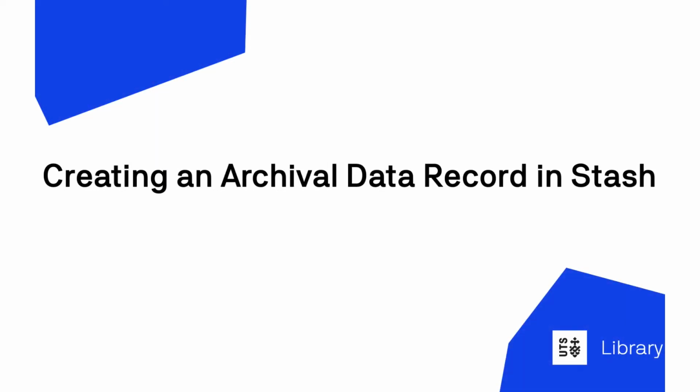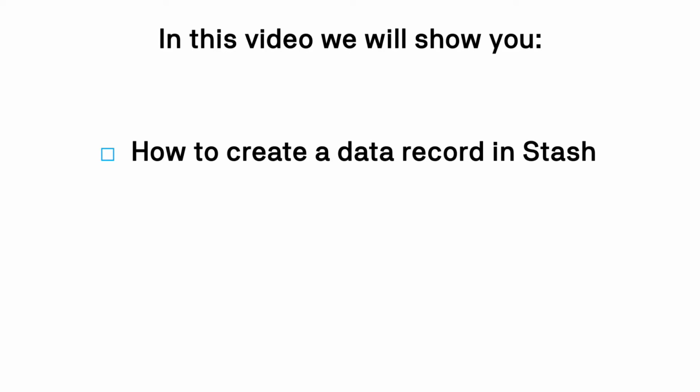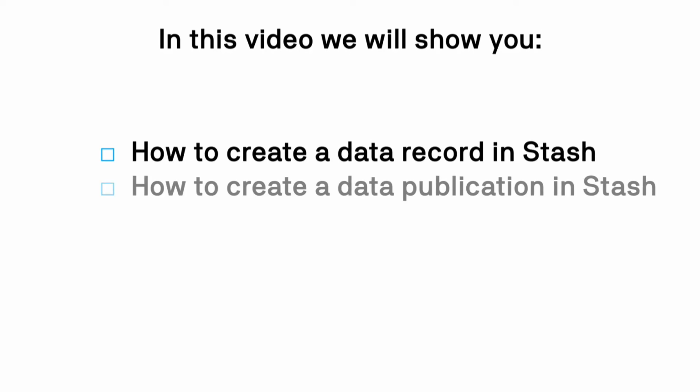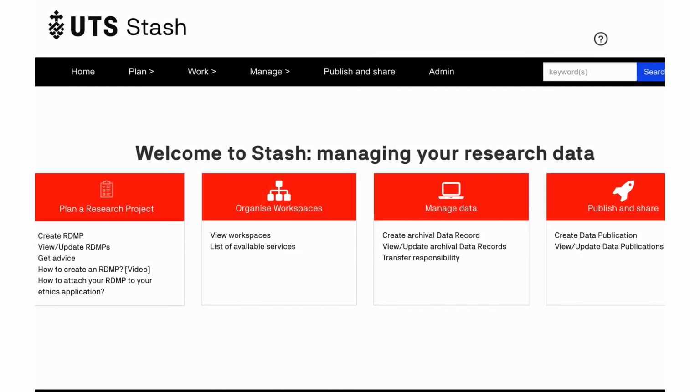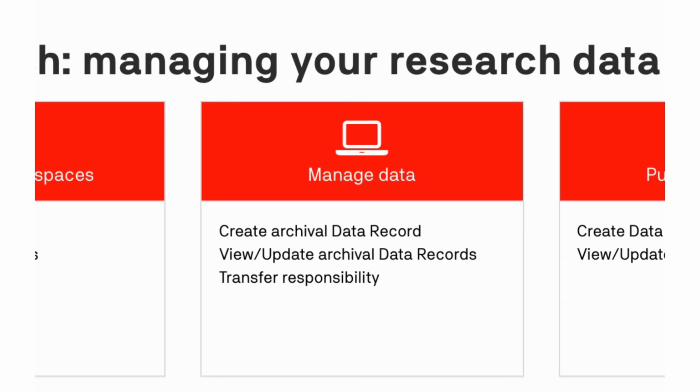You can use Stash to archive your research data as well as publish it if appropriate. In this video, we will show you how to create a data record in Stash, create a data publication in Stash. At UTS, researchers should archive their data in the university's Research Data Management Platform, Stash. To get started, go to Stash and select Create Archival Data Record in the Manage Data module on the dashboard.